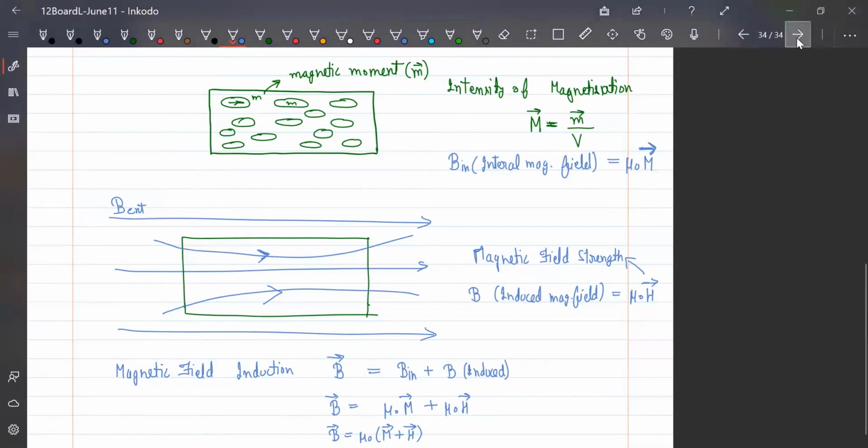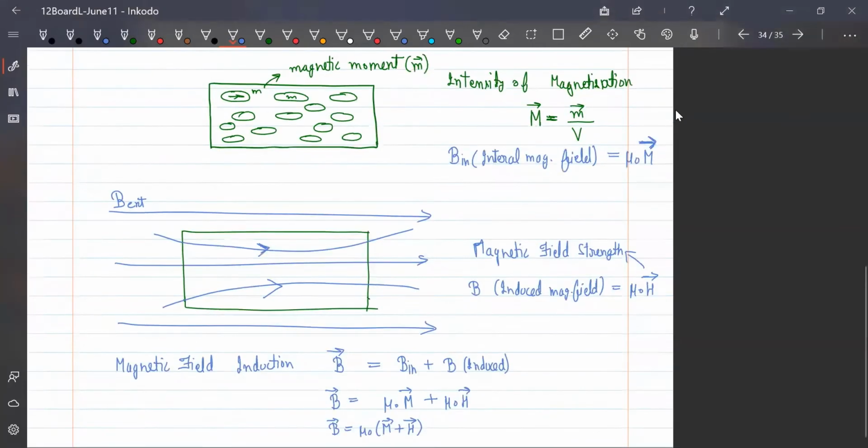Okay, after this, see, now our magnetic field intensity: the magnetic field induction is related to magnetic field intensity by this relation, B is equal to mu H. And the intensity of magnetization is related to magnetic field intensity by this relation, M is equal to xi H. So B is equal to mu H, M is equal to xi H.